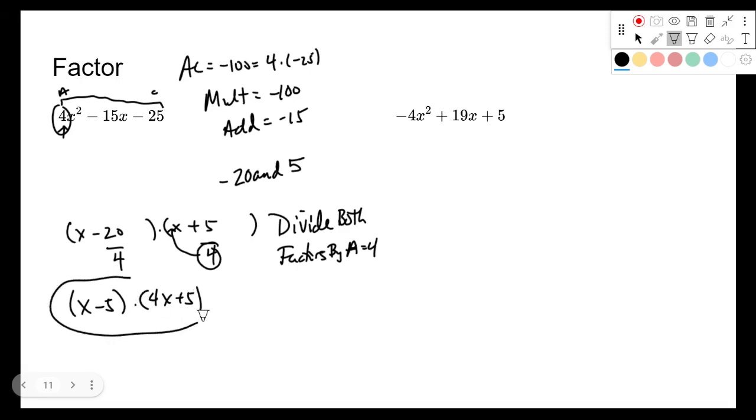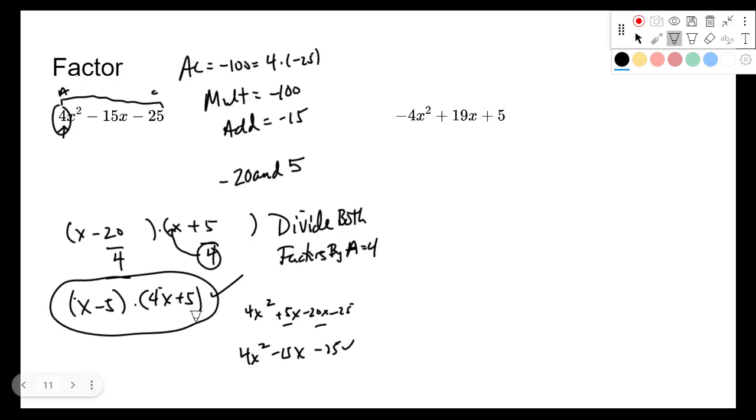And this is the correct answer. Okay? You can see it is. If you multiply it out, if you were to check it, x times 4x would be 4x squared. x times 5 is 5x. 5 times 4x is negative 20x. Negative 5 times 5 is negative 25. Combine the like terms. You have 4x squared minus 15x minus 25. So this must be the answer. Okay? That's how this works.